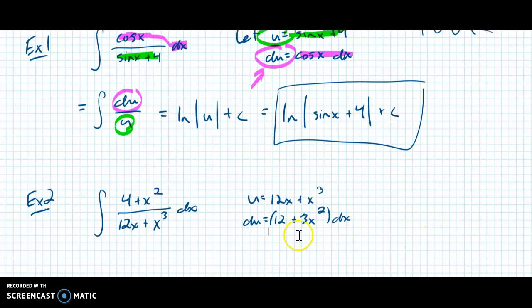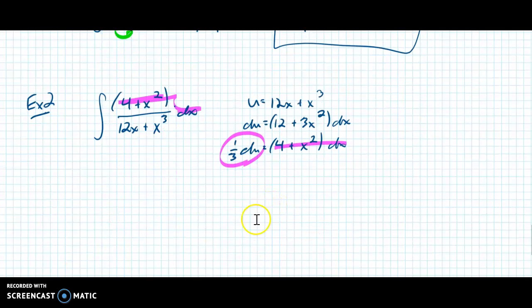And then I look at that and I say, I got 12, I got 4, and if I divide this line by 3, I'm going to get that right there. So 1/3 du is going to give me 4 plus x squared dx. And notice there's a parenthesis here that's implied by the order of operations. So again, this right here is that, and it gets replaced with 1/3 du. And then the denominator is the u. So I get 1/3 integral of du over u.